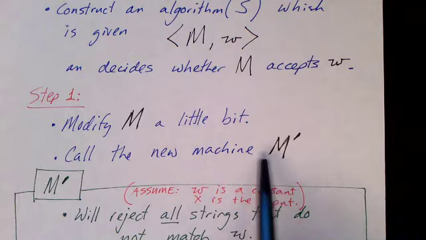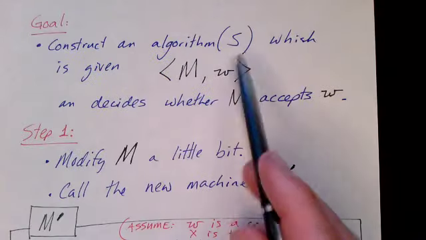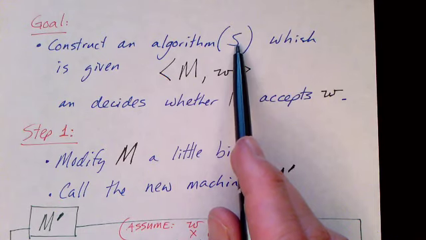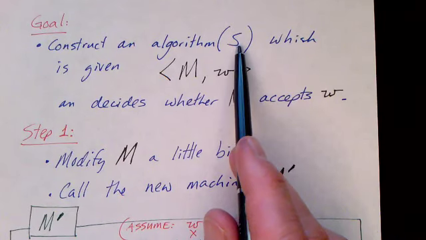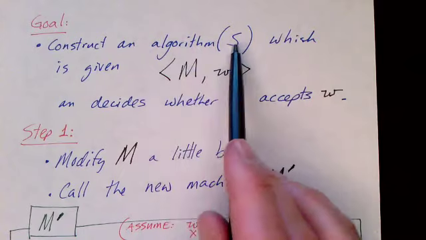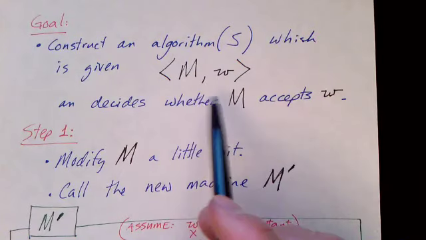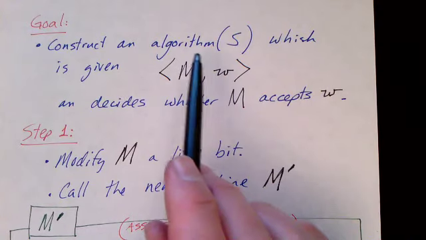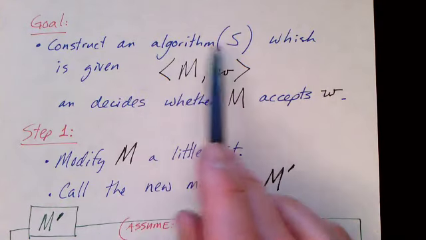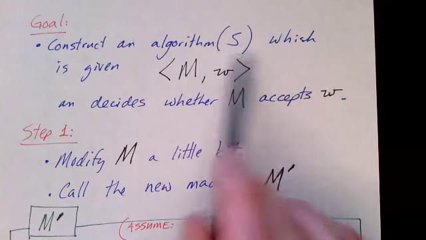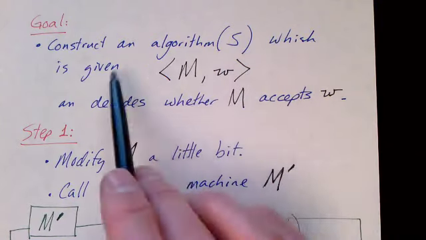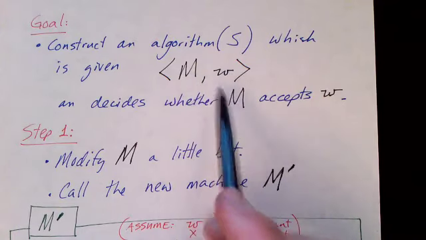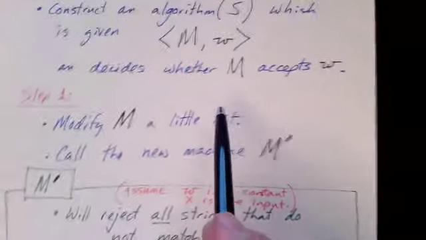And we're providing an algorithm S. Now remember that algorithms are given in the form of Turing machines. So what we're doing is constructing a Turing machine which will decide this language. That can get a little confusing, so I prefer to say that we're constructing an algorithm S, which is given the description of a Turing machine M and a string, does some stuff, and either accepts or rejects.